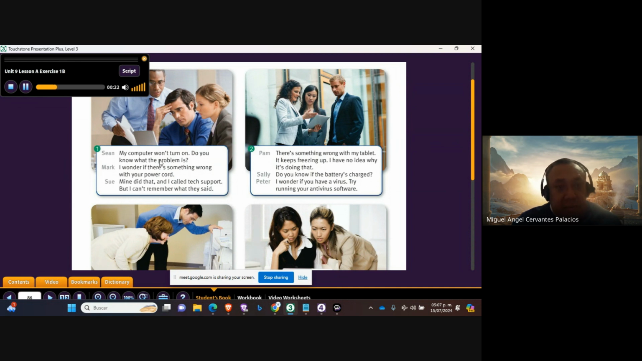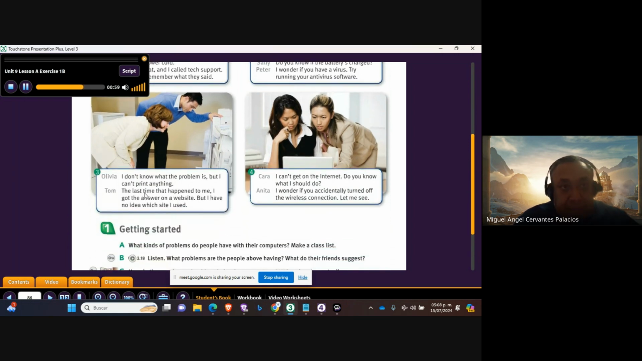1. My computer won't turn on. Do you know what the problem is? I wonder if there's something wrong with your power cord. Mine did that, and I called tech support, but I can't remember what they said. 2. There's something wrong with my tablet. It keeps freezing up. I have no idea why it's doing that. Do you know if the battery's charged? I wonder if you have a virus. Try running your antivirus software. 3. I don't know what the problem is, but I can't print anything. The last time that happened to me, I got the answer on a website, but I have no idea which site I used. 4. I can't get on the internet. Do you know what I should do? I wonder if you accidentally turned off the wireless connection. Let me see. Oh, yes, it is.